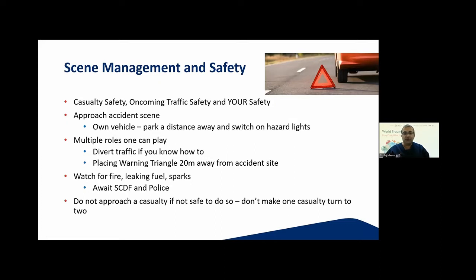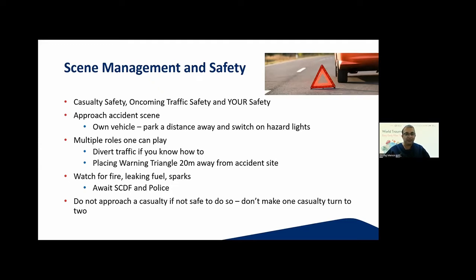If you arrived in your own vehicle, and let's say you were driving and then you saw an accident, or you're in a Grab and you saw an accident, first you do want to make sure that you park your vehicle some distance away so that you don't get in the way of ambulance services and other emergency response services approaching the vehicle. So you don't want to get too close with your own vehicle. Park it a distance away, switch on your hazard lights, make sure it's not affecting traffic.